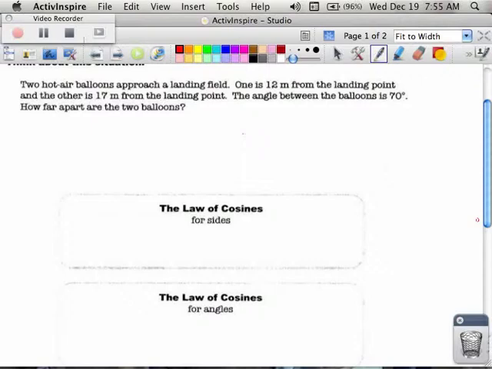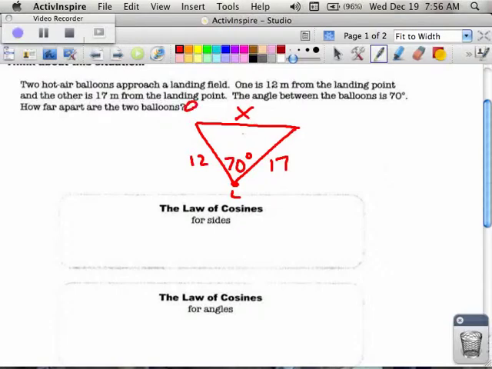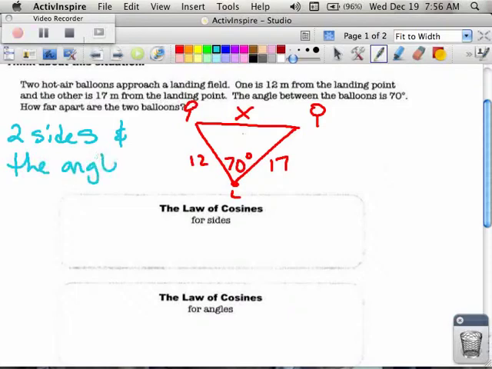So if I were to draw a picture of what this looks like, here is one balloon that's 12 miles away from a landing point. Maybe I call that L. And then the other balloon is 17 miles away. The angle in between is 70 degrees. And you're trying to figure out how far apart those two balloons are. So here's one balloon, and here's the other balloon. And the big idea here is when we use the law of cosines, you want to make sure that you have two sides and the angle in between.